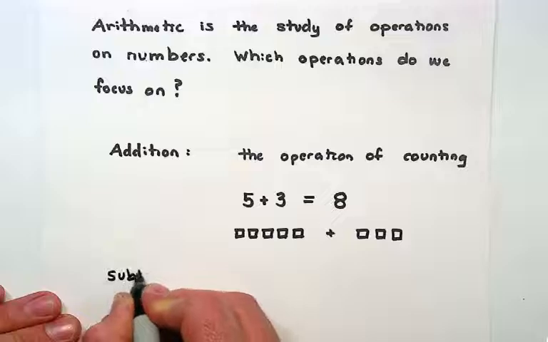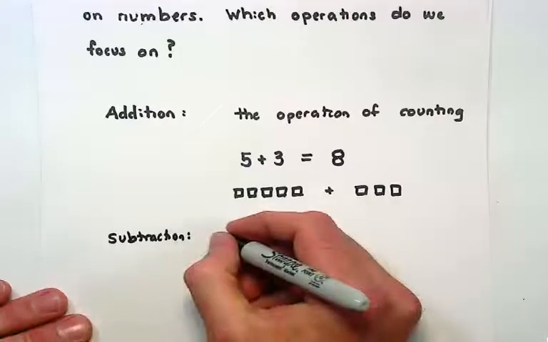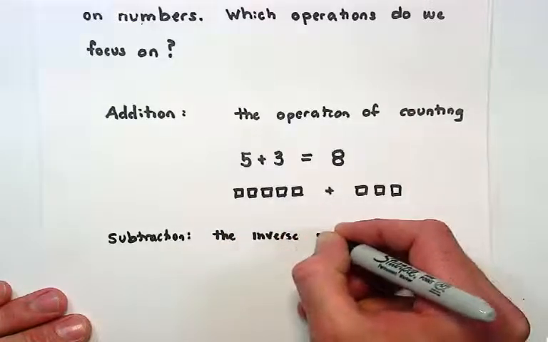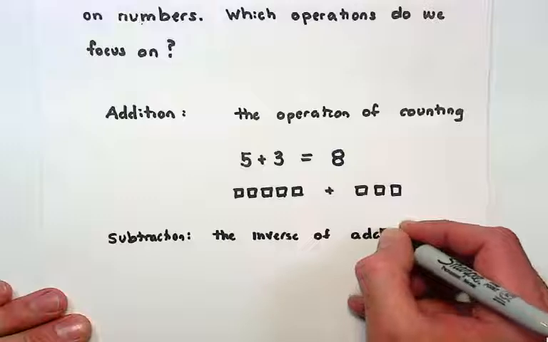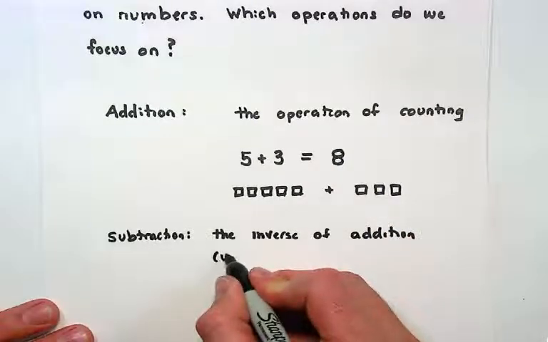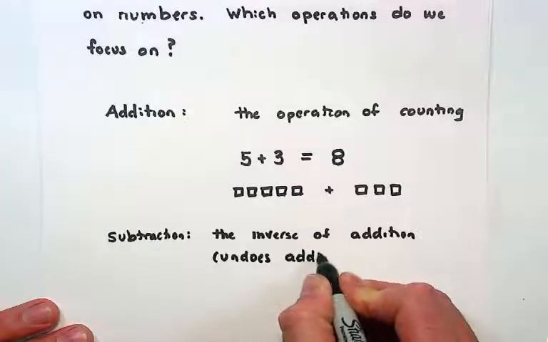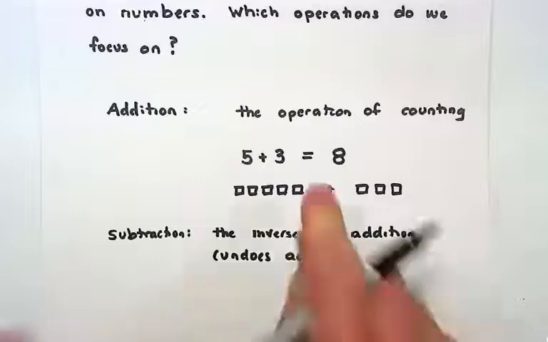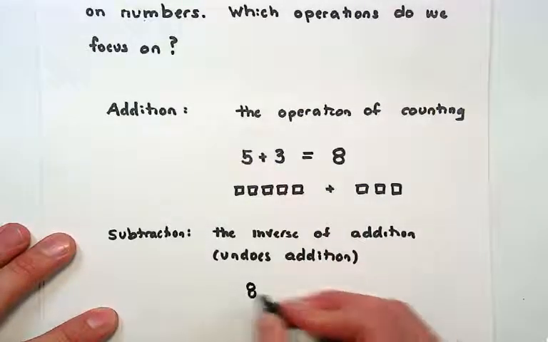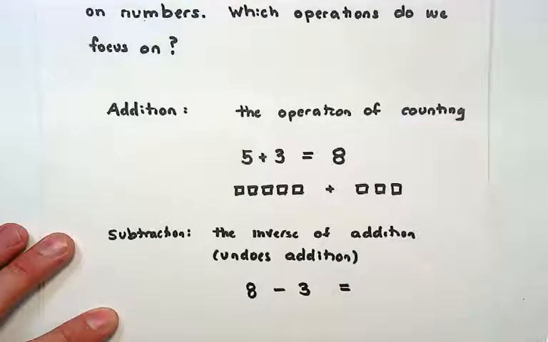Subtraction, we're going to say, is the inverse of addition. Another way to say this is subtraction undoes addition. In the way that we see this up here, if I said that I started with 8 things and took away 3, how many would I have left?